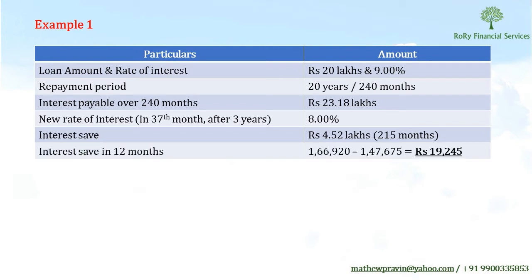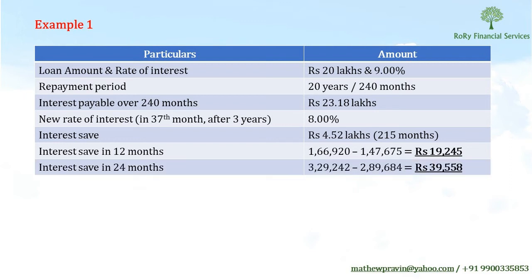So now if I was paying interest at the old rate, that is 9%, then over the next 12 months, I would have paid an interest of 1,66,000 rupees. But since the rate has now reduced, I'll be paying only 1,47,000 rupees. That means I'm saving approximately 19,000 rupees over the next 12 months. And if I take it for 24 months, then I would be saving 39,000 rupees, almost 40,000 rupees.